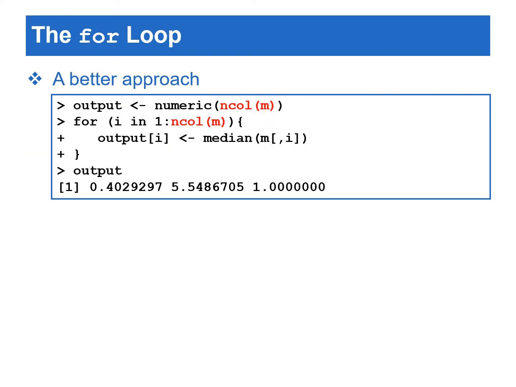A better way to count the number of iterations is to use the ncol function, so we don't need to count the number of columns manually.